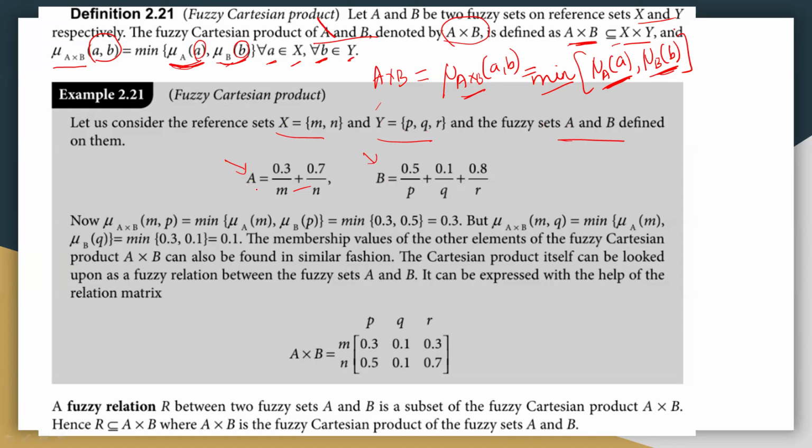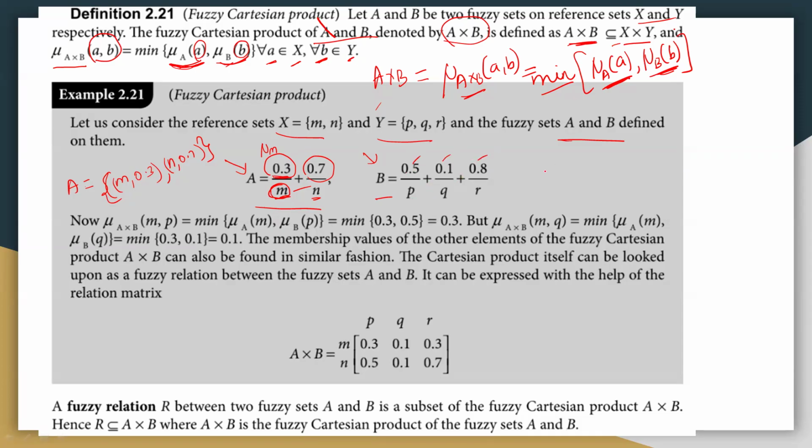You can see the fuzzy set A contains the elements m and n, where m has a membership value of 0.3 and n has 0.7. We have already seen that this is one way of representing a fuzzy set, where one value shows the element and the other shows the membership value, that is mu of m. You can also write it as (m, 0.3) as one element, and (n, 0.7) as another element. Now this is a fuzzy set B with p, q, r, with membership values 0.5, 0.1 and 0.8 respectively.